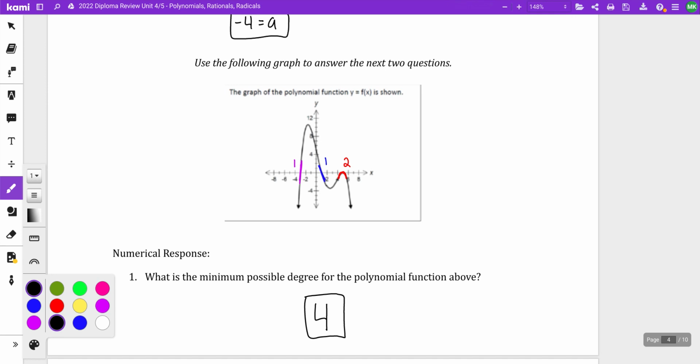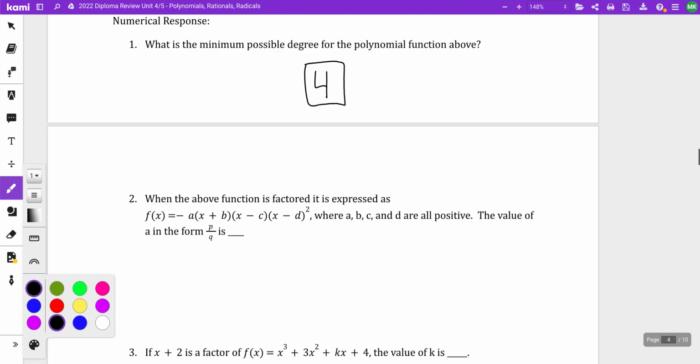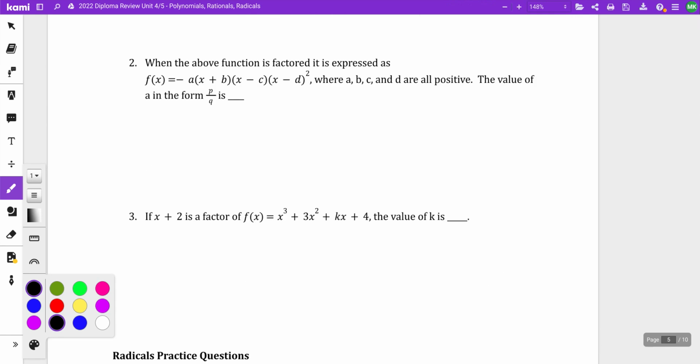I say minimum because technically we don't know if this is multiplicity 4, 6, 8, 10, 12. It's an even multiplicity, all right? The minimum, smallest it could be, though, is 2. Easy money. Light work.